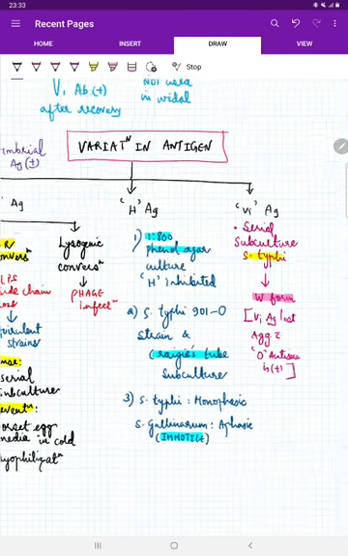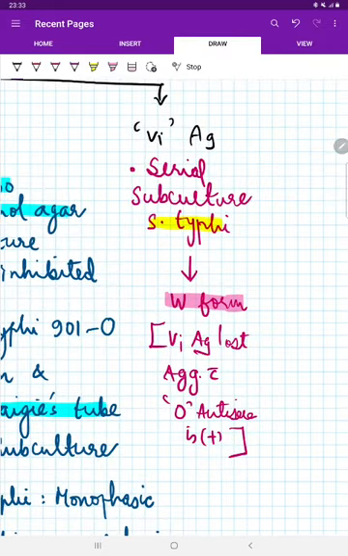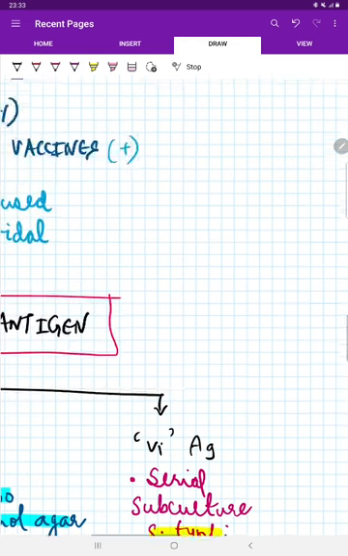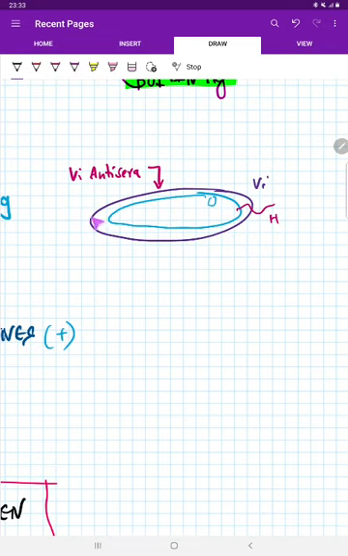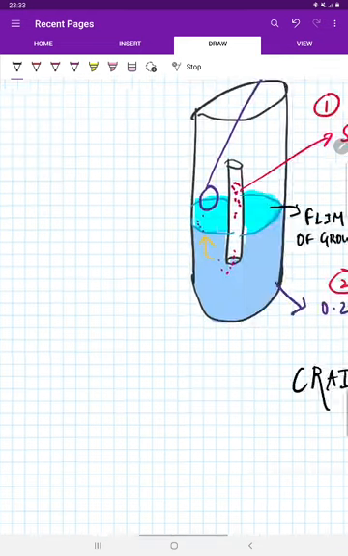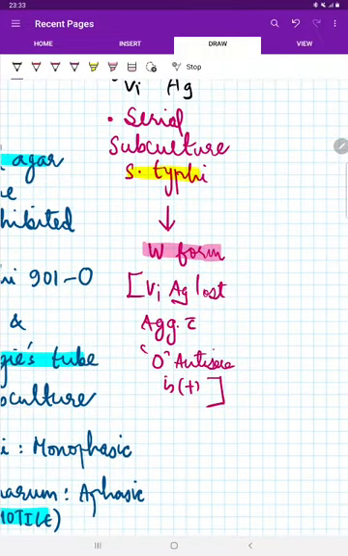Coming to the other type of antigen, the Vi antigen: on serial subculture of Salmonella typhi itself, this Vi antigen is lost. That loss of Vi antigen is called the W form. So in the W form of Salmonella typhi, on serial subculture, the Vi antigen will be lost. Whenever the Vi antigen is lost, its reaction with Vi antisera is lost. The reaction with O antisera is now present. This is called a W form.